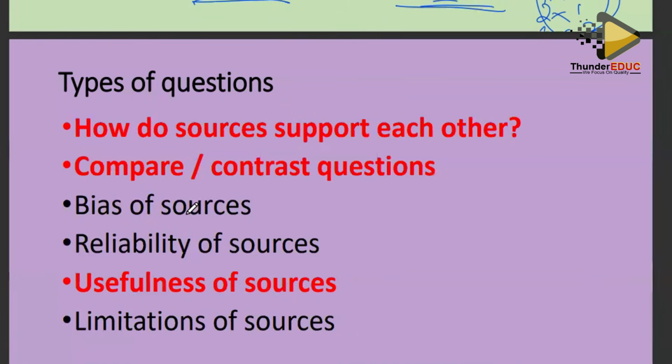Right, we have a question which asks how sources support each other. We have a support question. How does source 1A support source 1B with regard to a particular historical event? How does source 1A support source 1B with regard to war communism? Maybe it's grade 11, you're looking at communism in Russia. It's a source on war communism, source 1A and source 1B. They are both talking about war communism, so we want to see how they support each other.